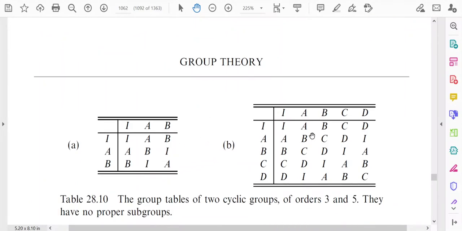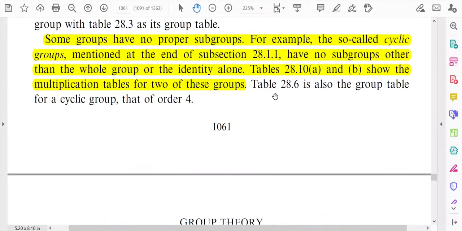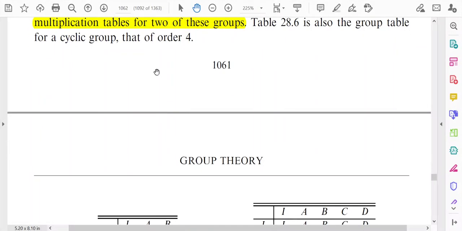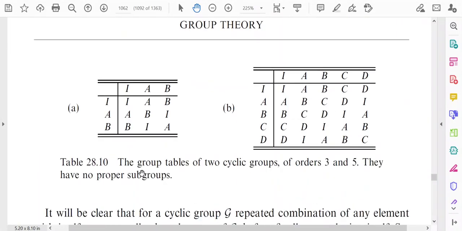It may be mentioned that these are of order 3 and 5, but if you construct a multiplication table of order 4, which was already discussed in table 28.6 in the earlier lecture, in that case also the cyclic group has no proper subgroup. So, whatever be the order, the cyclic group has no proper subgroup.